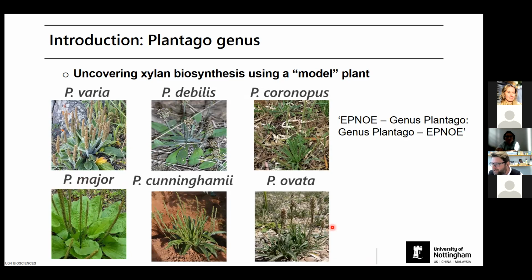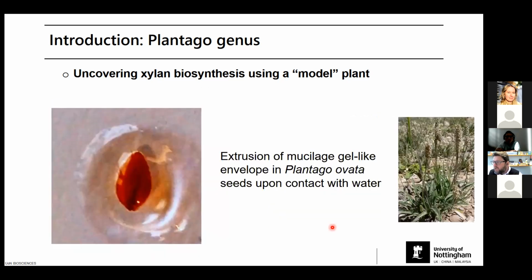So let me introduce you, like Alice in Wonderland, the queen: this is the genus Plantago. We were trying to use these Plantagos as model plants for xylan biosynthesis. The reason we chose them is that each of these Plantago species produces seeds that extrude xylan-rich mucilage, so you can get a lot of material in a very short period of time. In essence, that was one of the motivations for exploring this as a model plant, and it was absolutely fantastic.